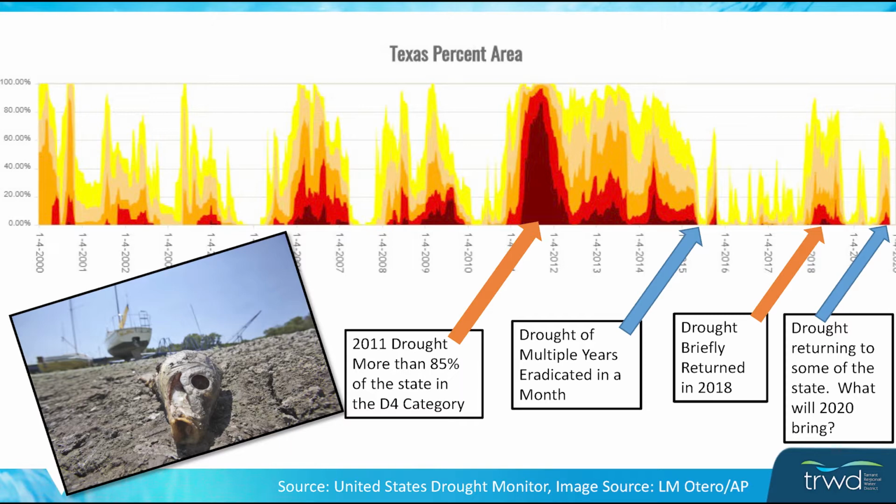So this graph shows the percent of the state in drought since the year 2000. In 2011, after many months with little rainfall, and the record here in Austin with huge amounts of maroon there in the middle, there was more than 85% of the state in D4, and I think we saw that graphic this morning, followed by many more years of little rainfall until 2015 when it was completely eradicated and wiped away on the state. And then drought briefly returned in 2018 until October, when an abundance of rain fell and remained through the early summer of 2019. Now we have drought returning, and we're looking to see what is in store for us in 2020.